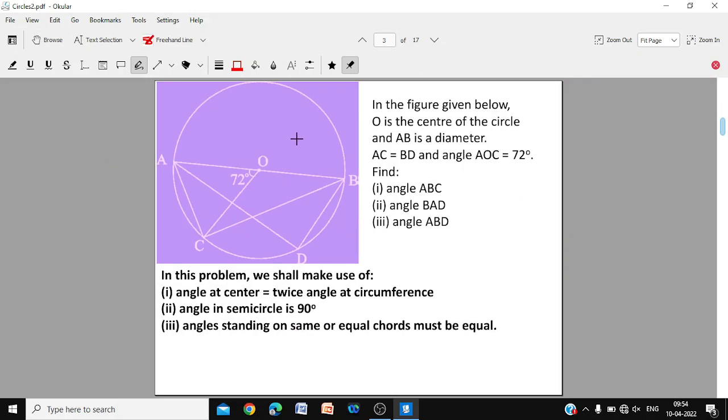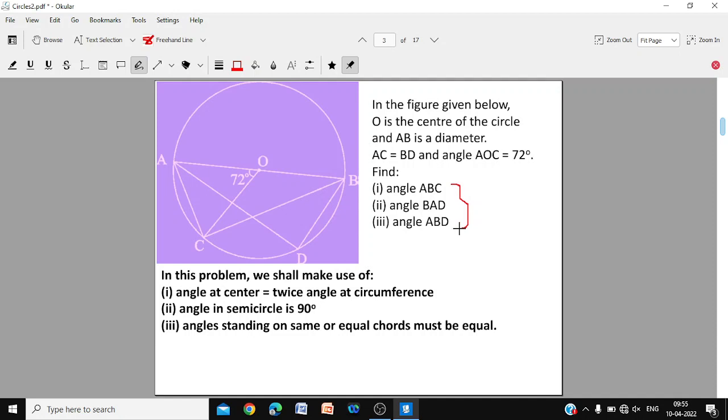Now, in the figure below, O is a center and AB is a diameter. AC equals BD and angle AOC is 72 degrees. Find angle ABC, angle BAD and angle ABD. So these three things you have to find.